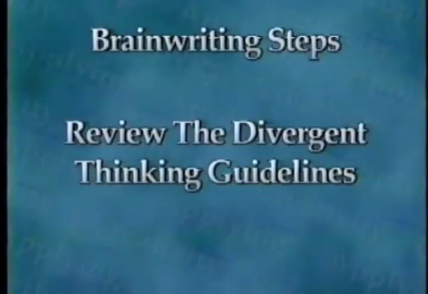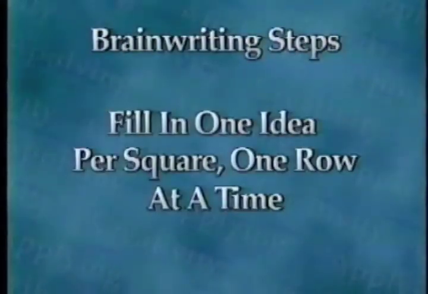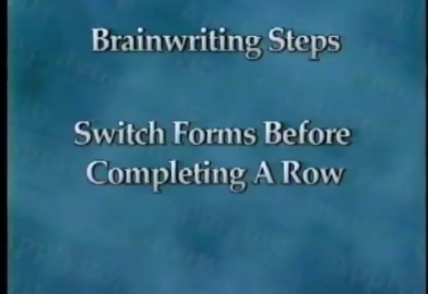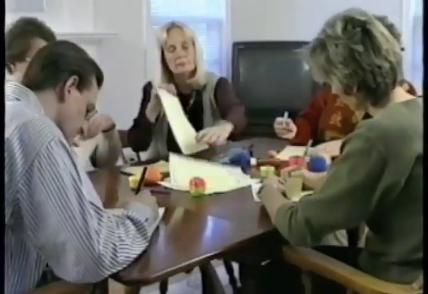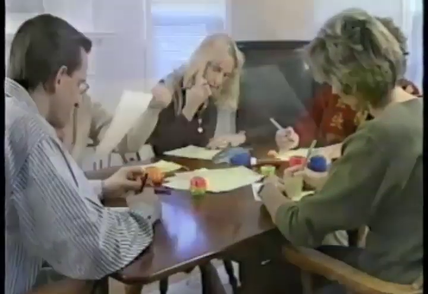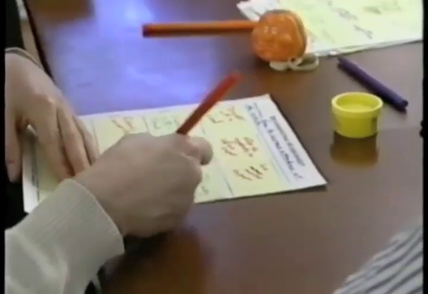You review the divergent guidelines of deferred judgment, strive for quantity, seek wild and unusual ideas or options, and combine and build on ideas or options. You have the participants write down one idea per square, filling in only one row of squares. After the participants have written 3 ideas in the first row, have them exchange their forms with one from the middle of the table. You may end up with a blank form or a form that someone else has filled in. It doesn't matter. At this point, they can either write down 3 completely new ideas or build off of the ideas that someone else has written down on the form.